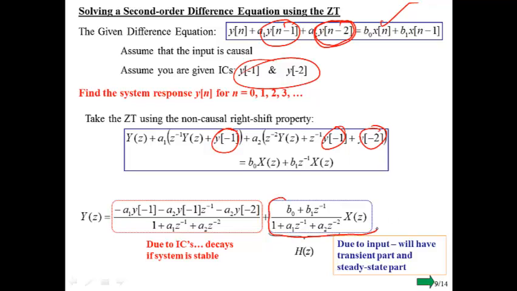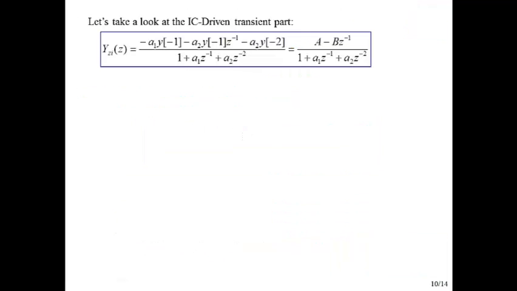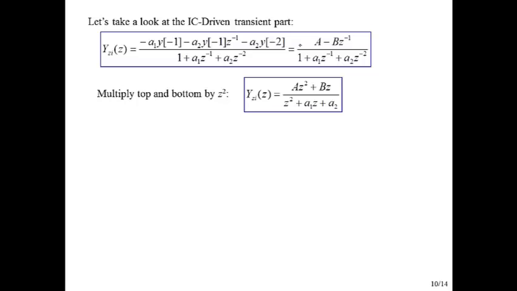Now, to focus on this part, we'd have to know what X of z is to do it further. But just like we saw before, in this case we'll have two terms that have the roots, or the factors, of those, and then we'll have a term that's due explicitly to the input. So let's take a look at just the IC-driven part first. Here I've grouped these two things together into a constant A, and then I've called this thing here B, just to make things a little bit easier to keep track of.